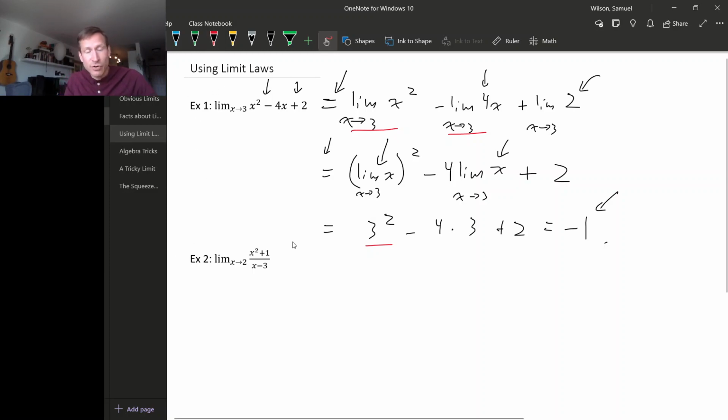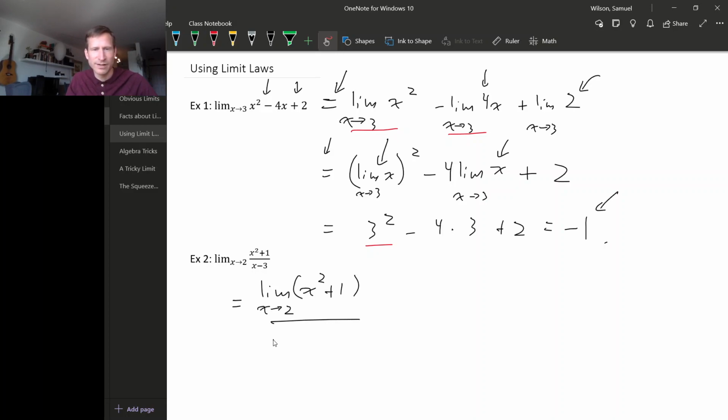All right, for another example, let's look at the limit as x goes to 2 of x squared plus 1 over x minus 3. Well, as long as the limit of the denominator isn't 0, then it's safe to break this limit up at the quotient. So this is the limit as x goes to 2 of x squared plus 1 over the limit as x goes to 2 of x minus 3.